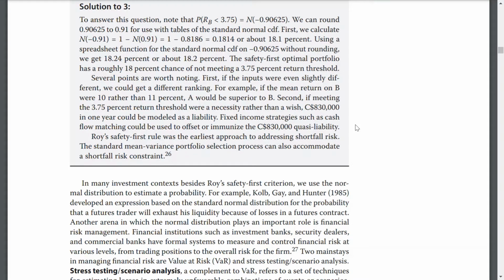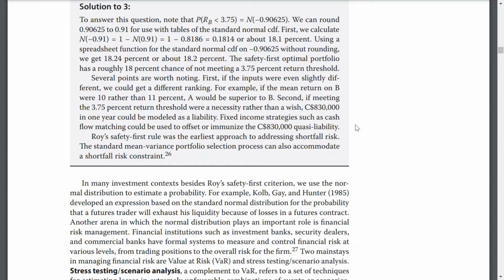First, if the inputs were even slightly different, we could get a different ranking. For example, if the mean return on B was 10% rather than 11%, A would be superior to B. Second, if meeting a 3.75% return threshold was a necessity rather than a wish, the $830,000 in 1 year could be modeled as a liability.